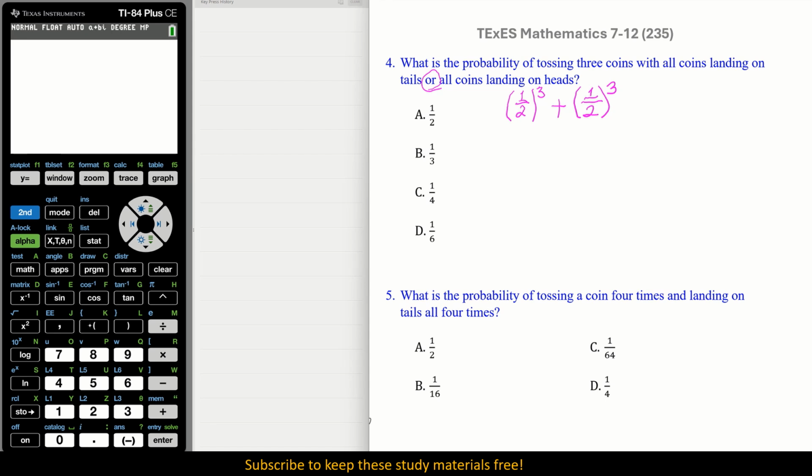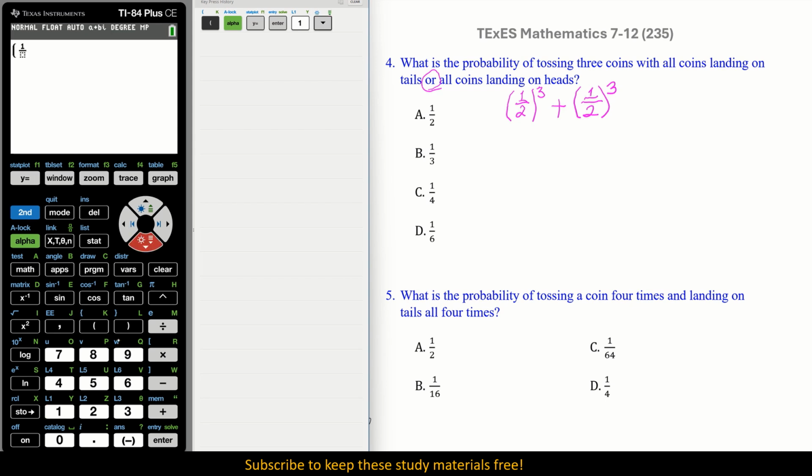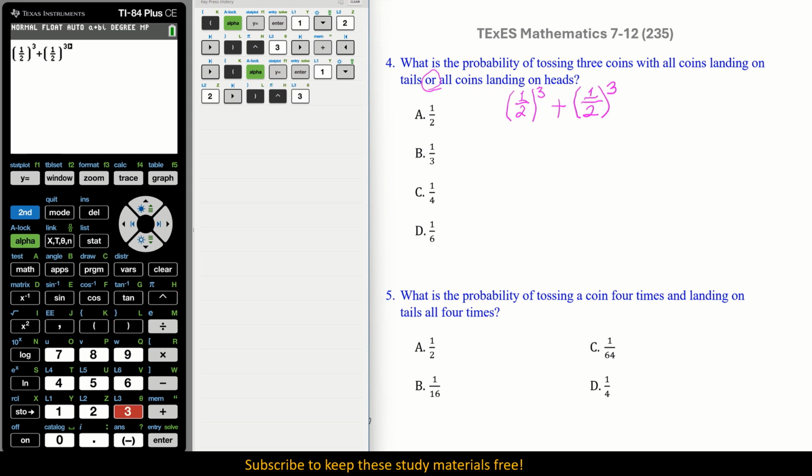So how do we do that? We need parentheses and alpha y equals, so number 1 is what we want. That'll give us our fraction, and that's 1, arrow down, 2, arrow over, and then close your parentheses, carry it up to the 3rd power, arrow over, add, and then go ahead and open the parentheses. Alpha y equals, number 1 is what we want. 1, arrow down, 2, arrow over, close, carry it up 3.